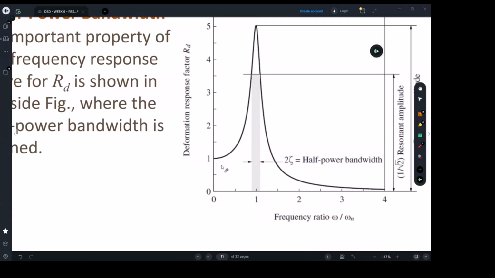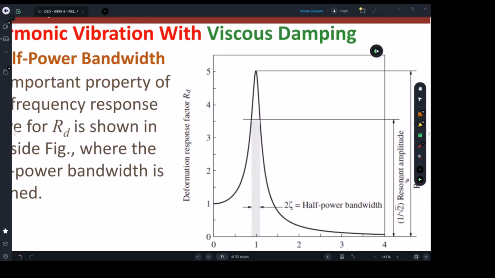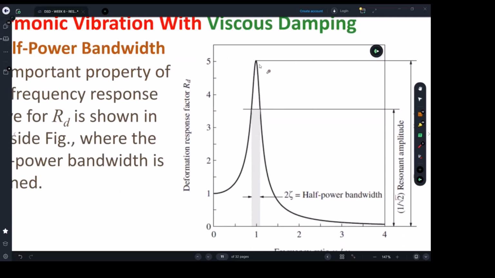So what they're saying is at resonance, which is where the curve is peaking, you can plot a horizontal line. That horizontal line is defined at 1/root 2 of the peak. So if you take this number, 5, and multiply it by 1/root 2, it will give you about 3.5, right?